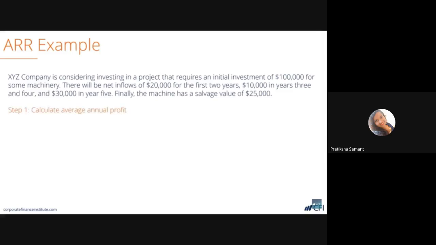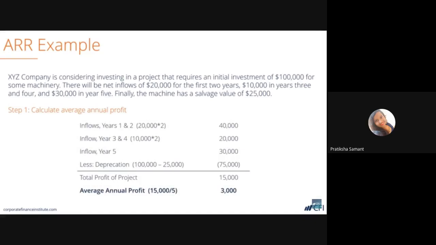The first step is to calculate the average annual profit. Remember, net profit or net income is not the same thing as revenue. We have to take the cash inflows and deduct the depreciation expense, which is the amortized cost over the life of this project. So the total profit from the project is $15,000 divided by 5 years is $3,000 per year of profit.